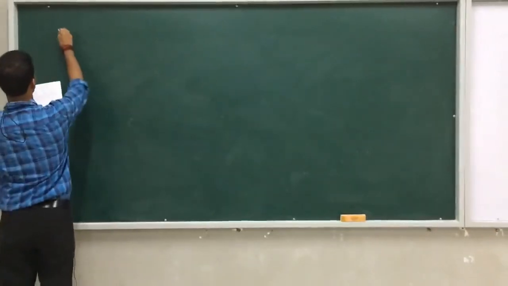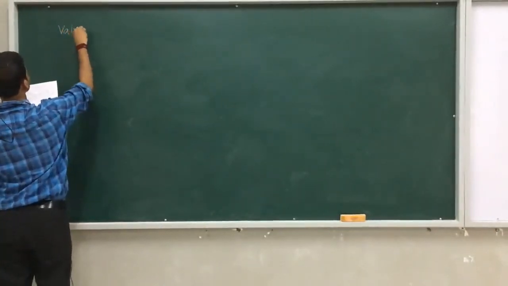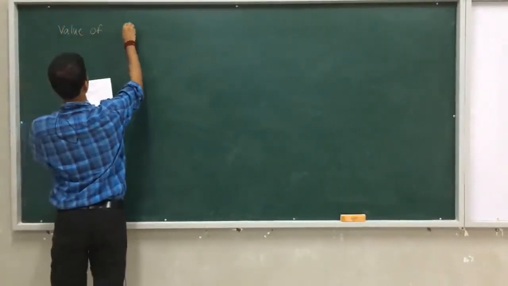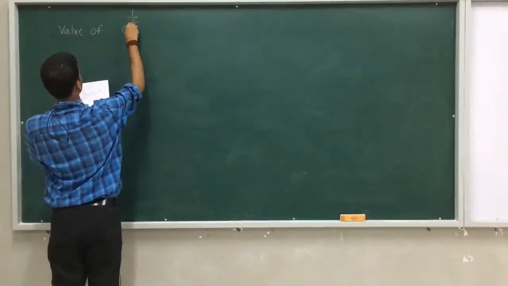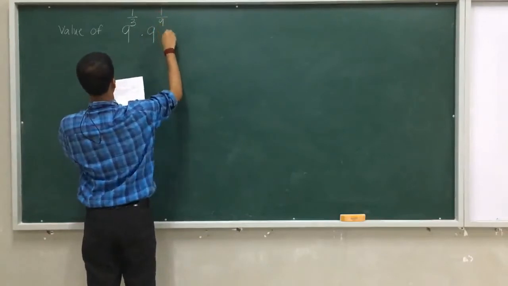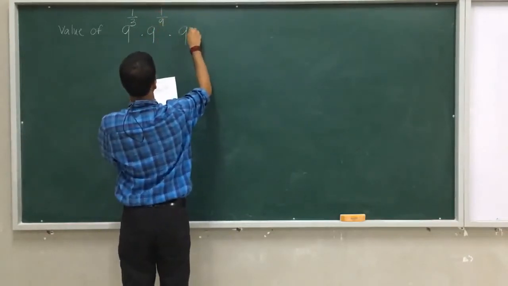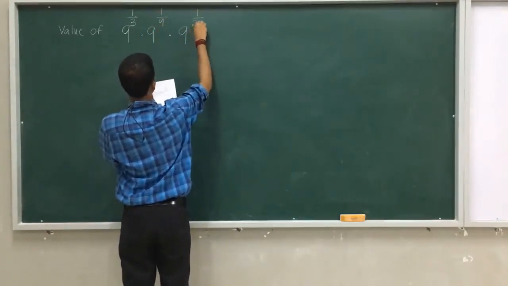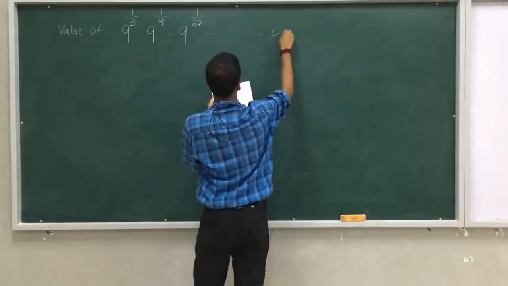The value of 9 to the power 1 by 3, 9 to the power 1 by 9, 9 to the power 1 by 27, up to infinity.